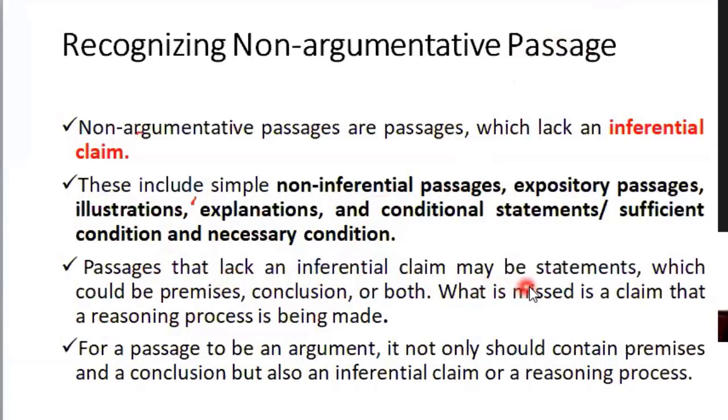If passages lack an inferential claim, they may have statements which could be premise and conclusion or both, but what is missed is a claim that a reasoning process is being made. As I have told you, the reasoning process is the most important thing. If there is no reasoning within an argument, simply it lacks an inferential claim. For a passage to be an argument, it should contain not only a premise and a conclusion, but also a claim of reasoning. Only containing a premise and a conclusion is not a sufficient condition in order to say that it is argumentative. There must be a reasoning process.